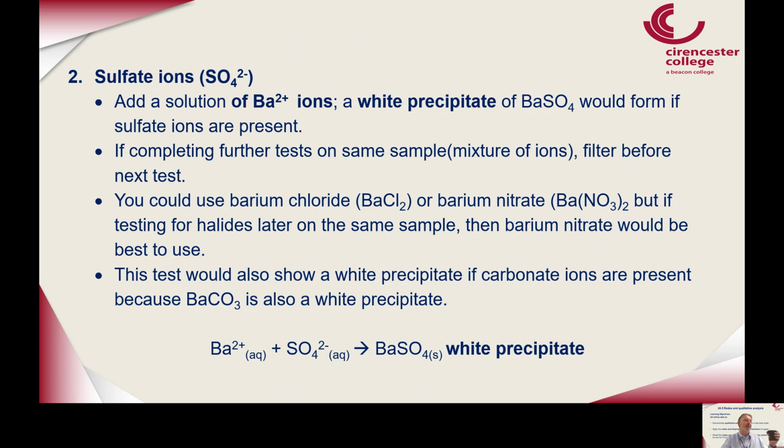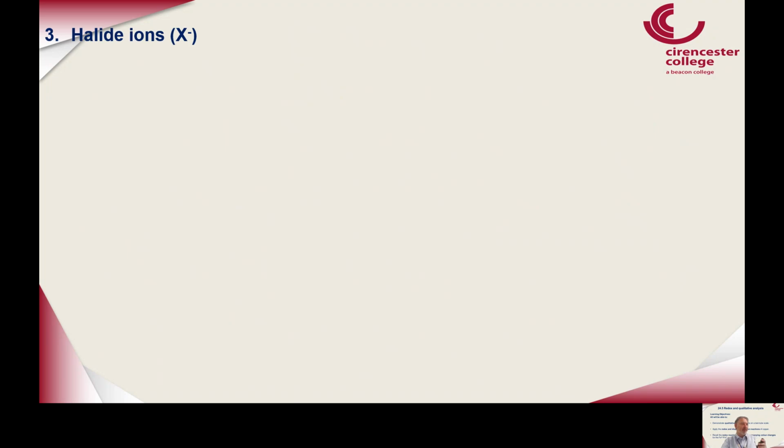Barium 2+ plus sulfate makes barium sulfate solid, and any spectator ions, like the nitrate or whatever the sulfate was in, like sodium sulfate, have been removed. You would get a white precipitate with barium carbonate as well, so you have to be careful that you have removed that first.